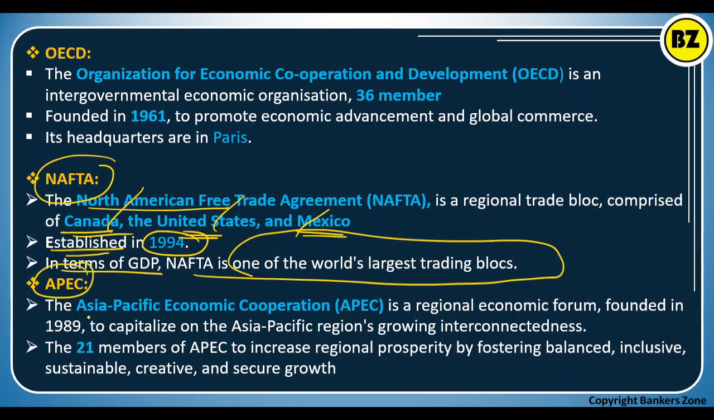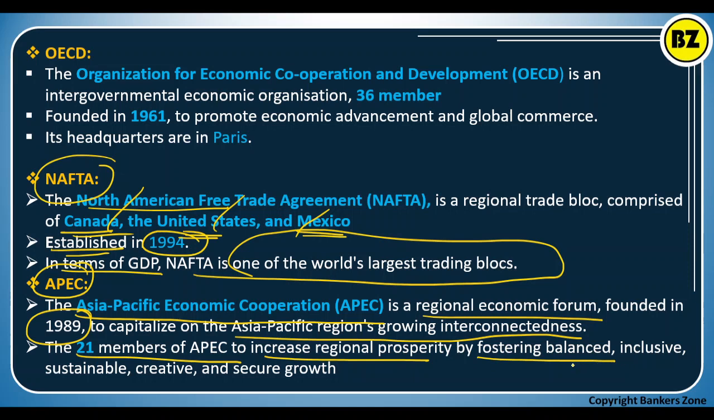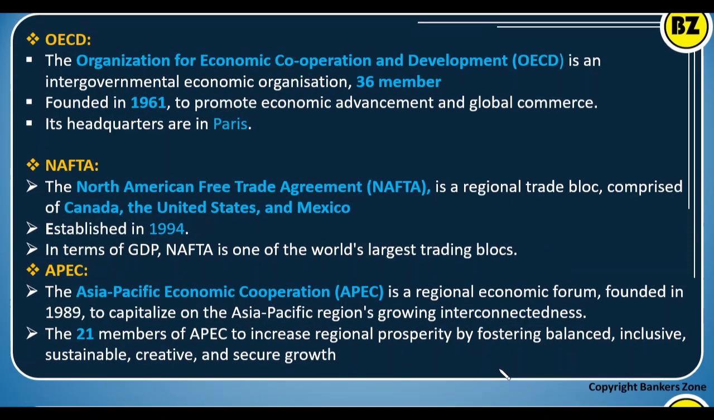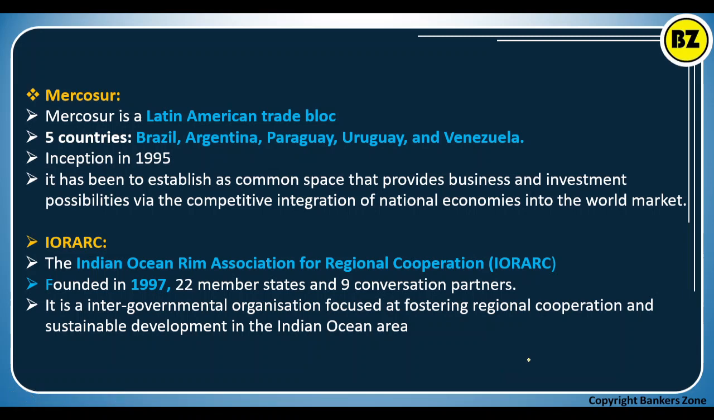What is APEC? APEC is the Asia Pacific Economic Cooperation. It is a regional economic forum founded in 1989 for the Asia Pacific region to connect the economies. There are 21 members in APEC. It aims to increase regional prosperity by fostering balanced, inclusive, sustainable, and secure growth. These are some main objectives. Basically, the objective of every organization is almost the same: to establish financial stability and ensure growth.